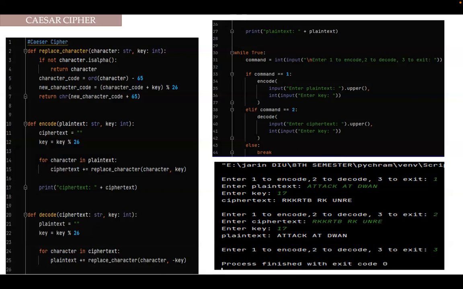So here is our code, and at the end of our code we have decorated it smoothly, so we can find the result. If we write our plaintext as attack at dawn and enter the key of 17, we get our ciphertext as RKK RTB RKUNRA, and we return the plaintext again as attack at dawn, which is clear to all.